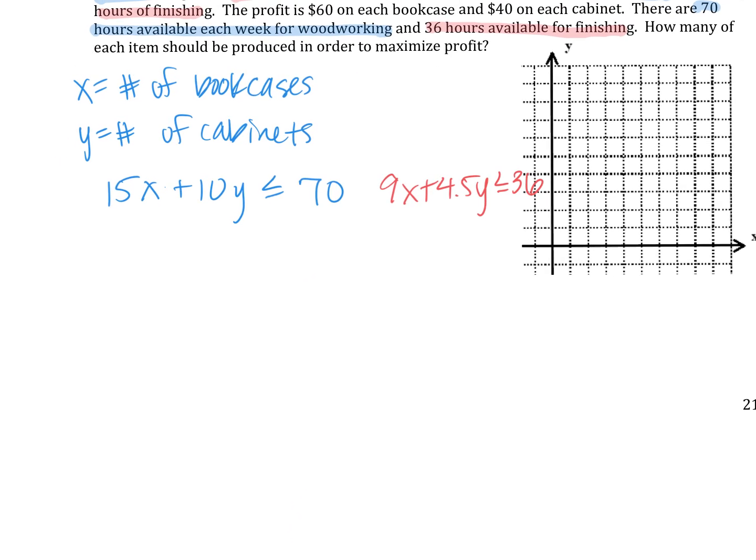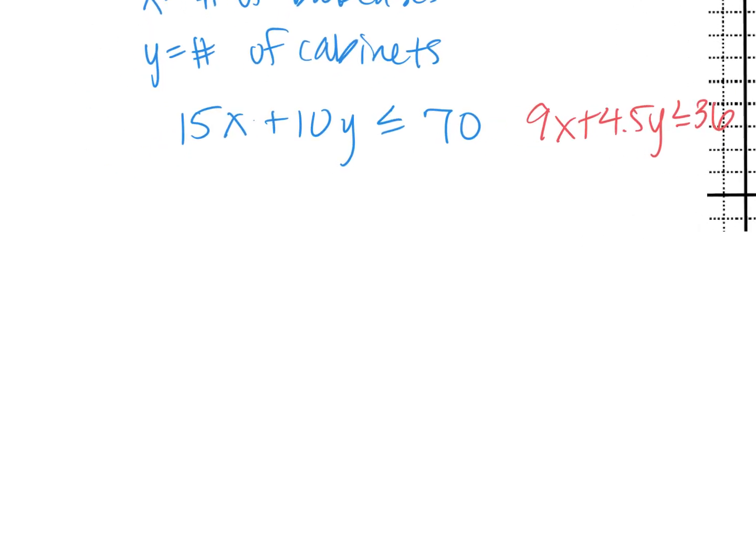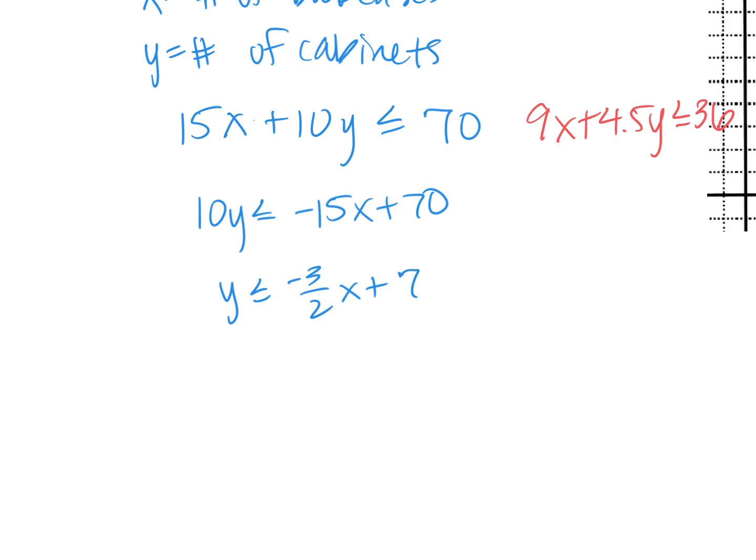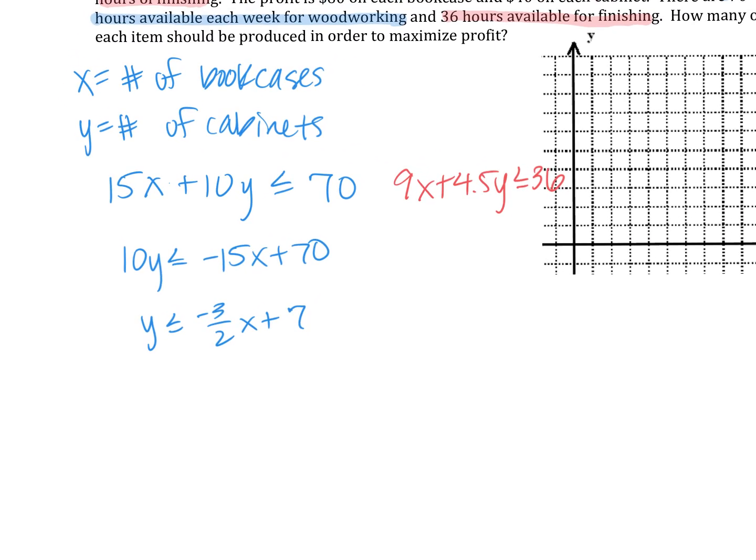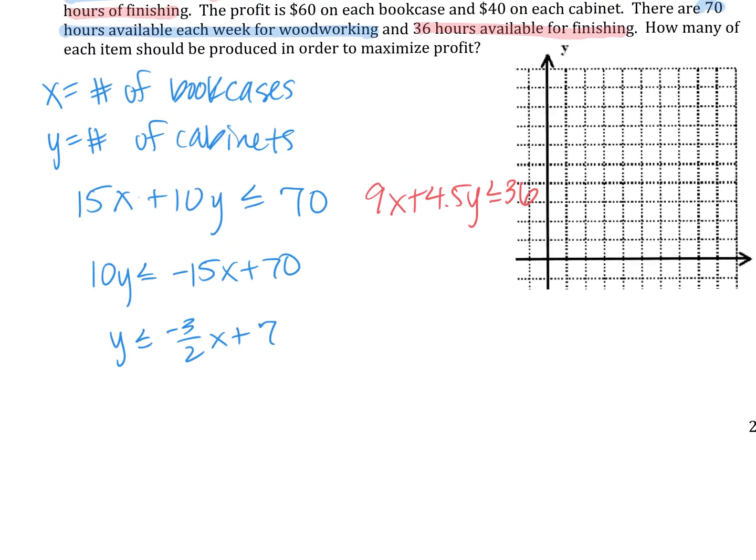Okay, let's start with those, you guys. Let's go get y by itself on the blue. So we'd have 10y is less than or equal to negative 15x plus 70. And when we divide by 10, negative 15 over 10 would be negative 3 halves x plus 70 over 10, plus 7. I just wrote plus 10. Thank you. Let's go graph just that one. Negative 3 halves x plus 7.